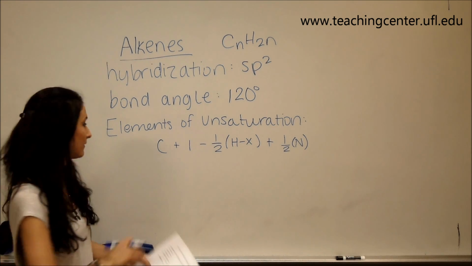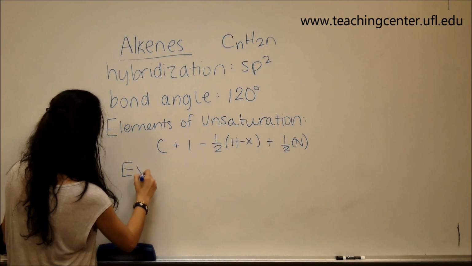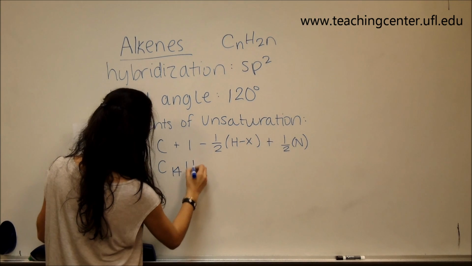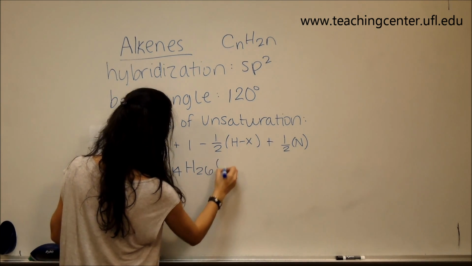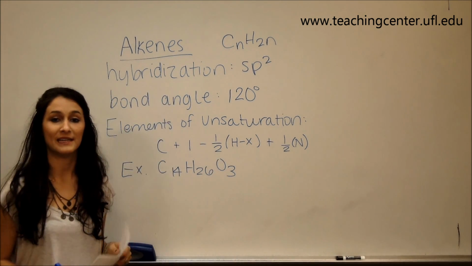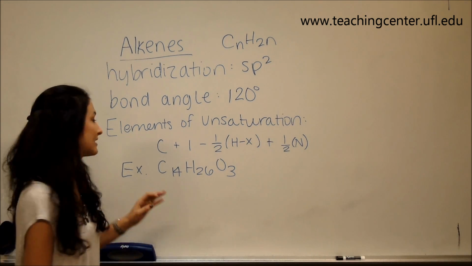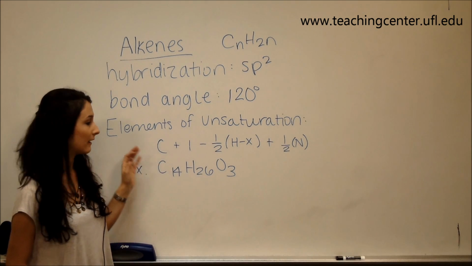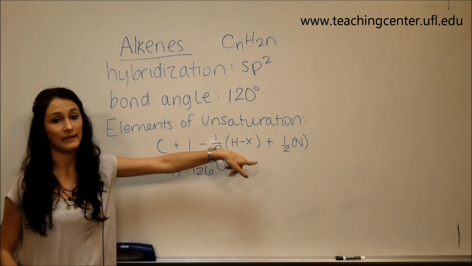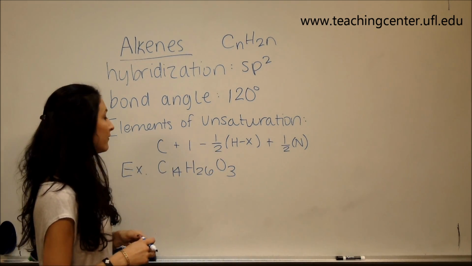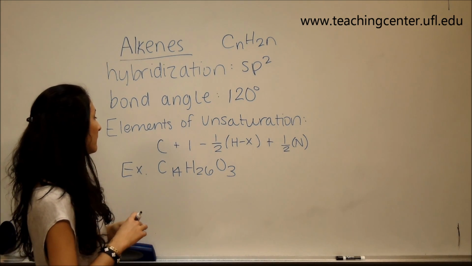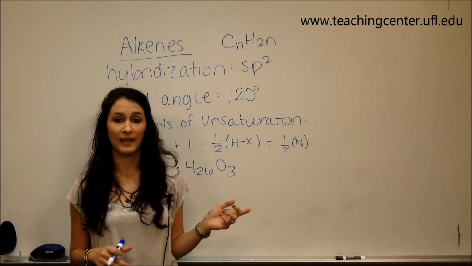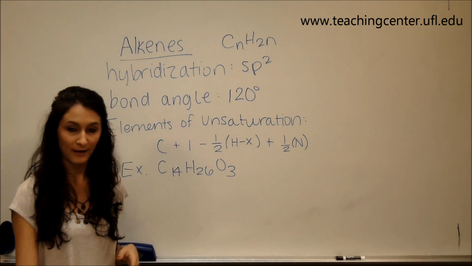For example, we're going to do this one first. So that's C14H26O3. You just take this formula and plug in the numbers for each of these corresponding things. And X is any halogen, so fluorine, bromine, chlorine, and it's pretty straightforward. So go ahead and pause the video and do this, and I'll show you the solution in a minute.